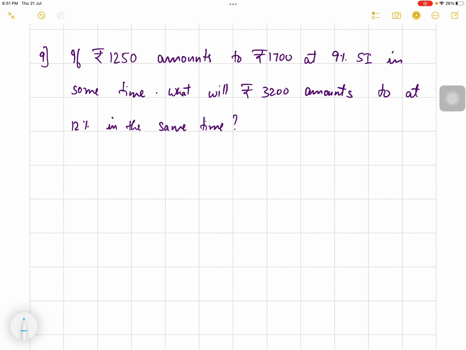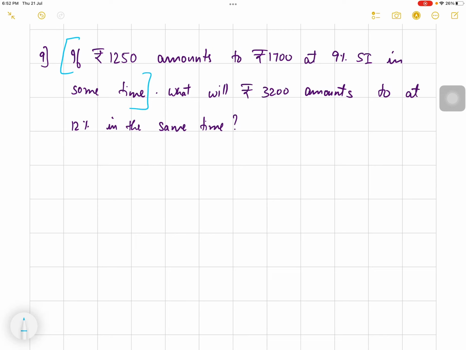If rupees 1250 amounts to rupees 1700 at 9% simple interest in some time, what will rupees 3200 amount to at 12% in the same time? Okay. First we'll solve the first part. Let us find T first.